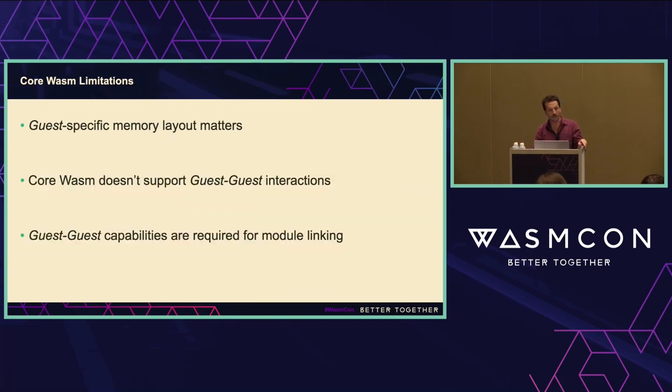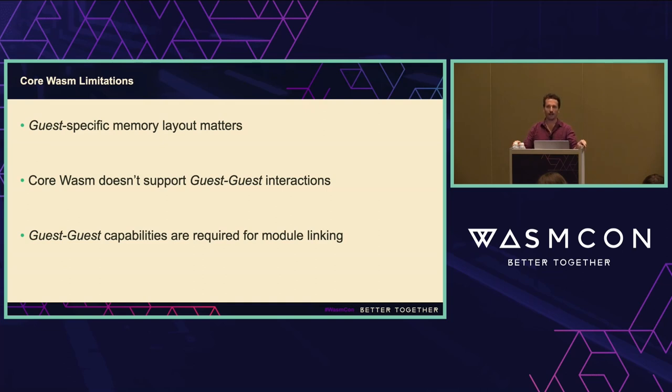The reason that I bring that up is because when you are referring to these things in memory, the way that you do it is going to be dependent upon the memory layout in the guest language that you're using. So the representation of a list might be different in Rust than it is in Go, than it is in JavaScript. And so you immediately encounter this thing, which is that you don't have guest-to-guest interactions. You only have the ability to pass this logic across the Wasm boundary when you're using Core Wasm from the guest to the host and vice versa.